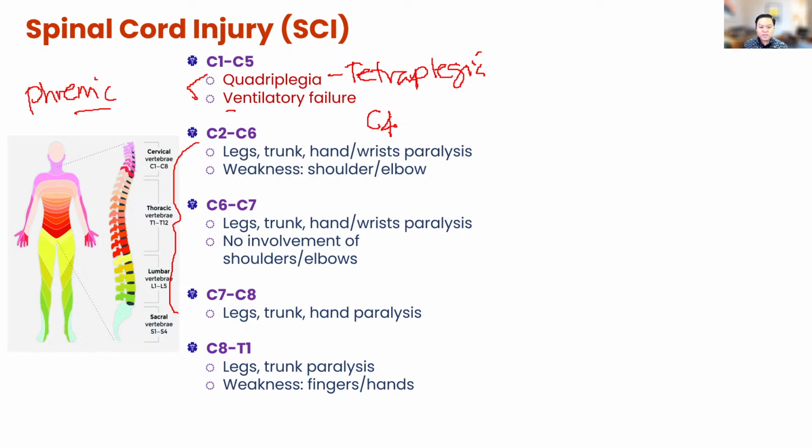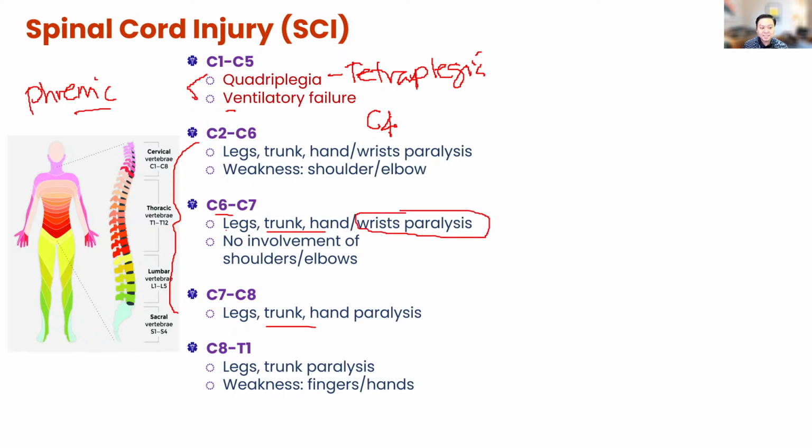Now, as we talk about the other sections right here, C7 to C8, there's going to be paralysis of the hands and also the legs. And take a look at the injury to C6, C7. So there is specification here, especially with the paralysis. The legs and the trunk will be paralyzed. And there's also a specific paralysis of the wrists.